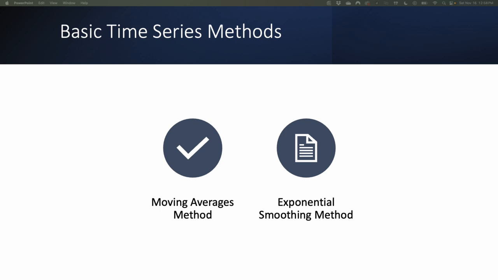These two models, we basically refer to them as smoothing models, because they try to smooth out whatever fluctuations are present in your time series data. So we'll look at an example and try to use these two methods to analyze the given data in that example.